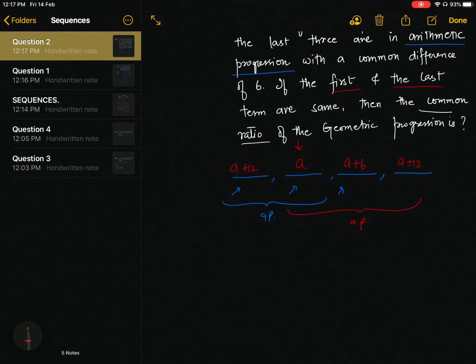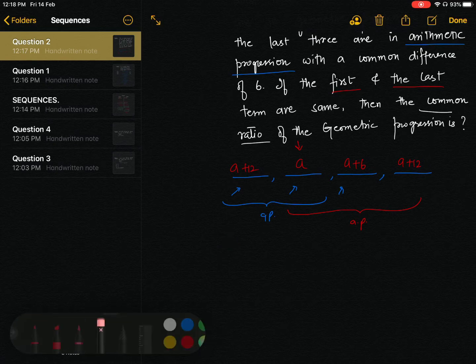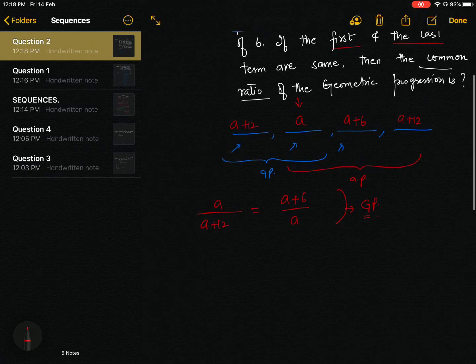Now, I know that a plus 12 over a will get you the common ratio. Actually, it should be the other way around to make it easier for you. I can say that the next term divided by the previous term gets you the common ratio. So a over a plus 12 is equal to a plus 6 over a, since these terms are in GP. If I go on and solve it, cross multiplying, I'll get a squared equals a squared plus 18a plus 72. You can safely solve this on calculator.